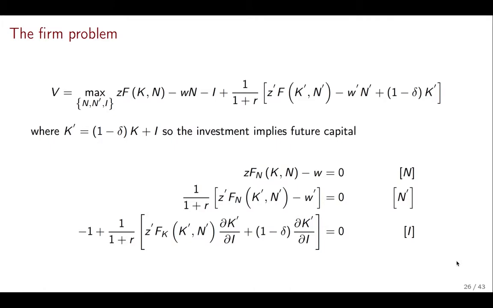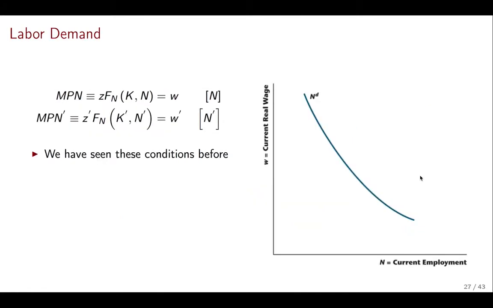Now what we're going to do next is think of these two first order conditions, the first and the second one, that are going to determine labor demand, and then think about the final condition that's going to give us investment demand. Now, these two we've seen before. They're actually the same, and have the same intuition, as the conditions that we had in our math review problem when we were talking about profit maximization.